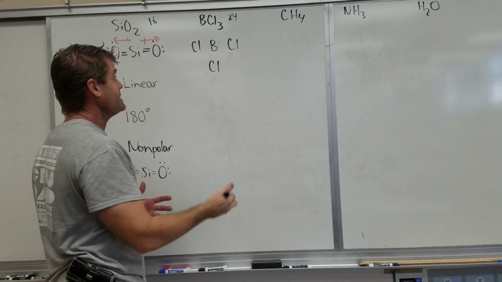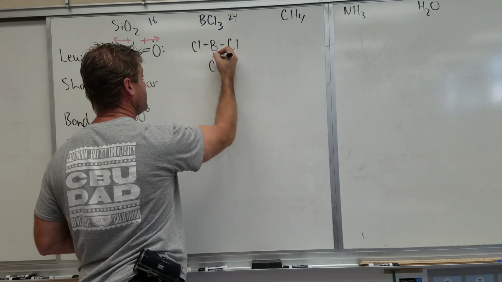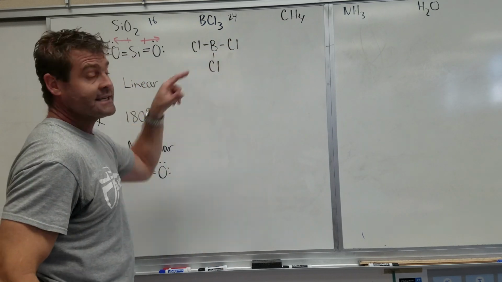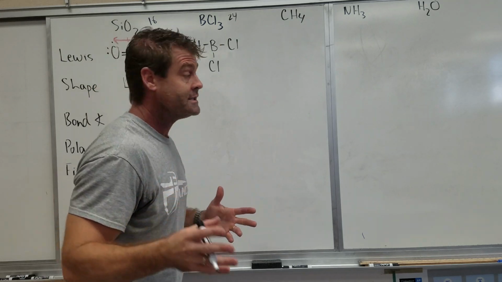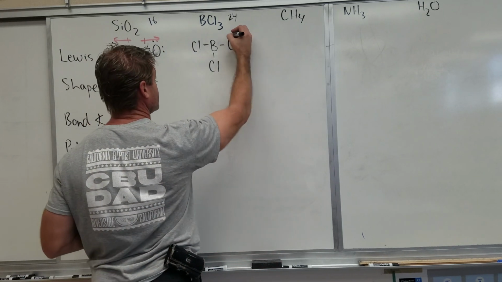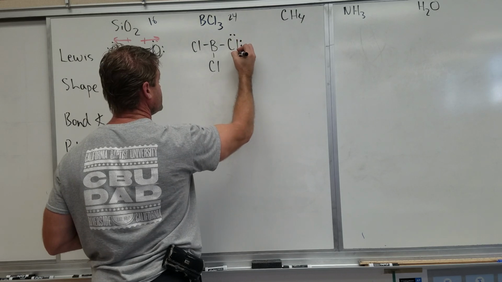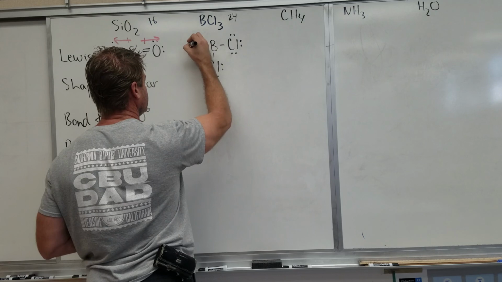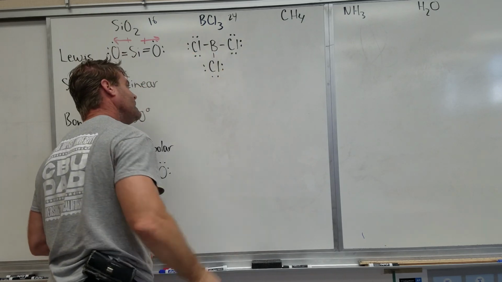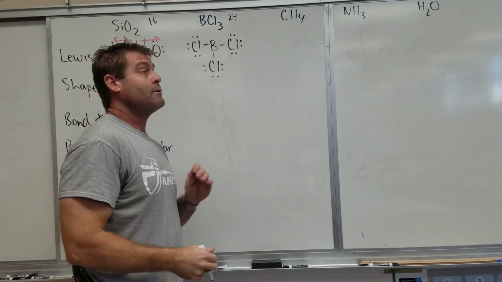Then what do I wanna do? You guys know that they're bound together, so I'm gonna put shared pairs. I've accounted for 2, 4, 6 electrons so far, but the total was 24. 24 minus 6 is 18. So I still need to find a home for 18 electrons. So I'm gonna go 2, 4, 6, 8, 10, 12, 14, 16, 18. So I do that, and then I've accounted for all the electrons.